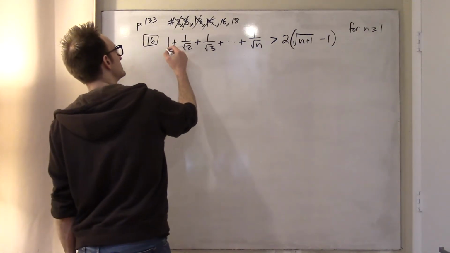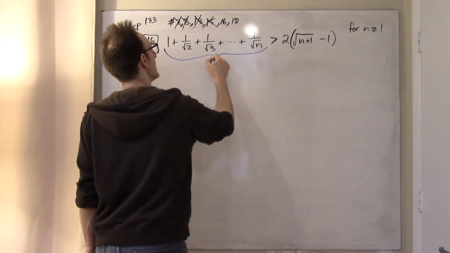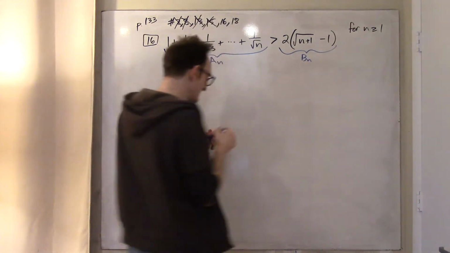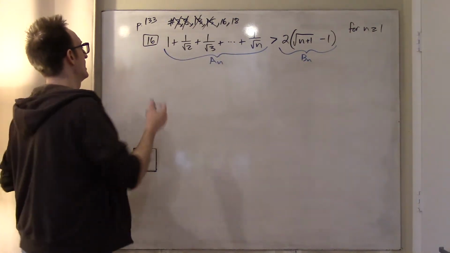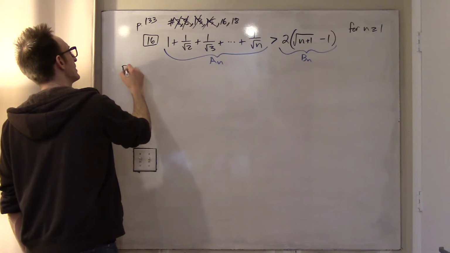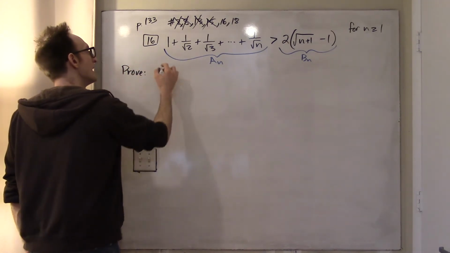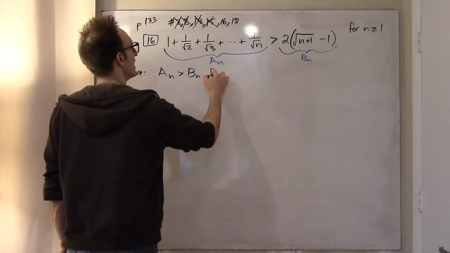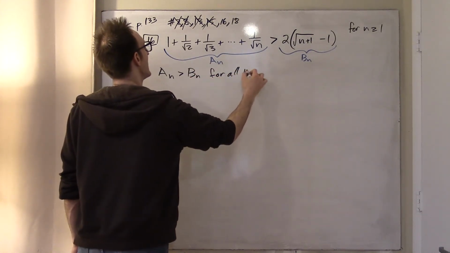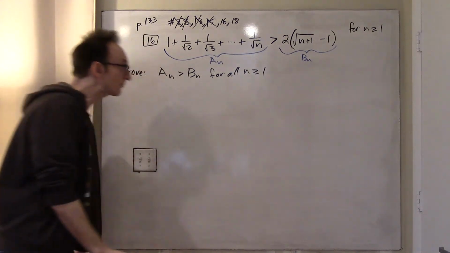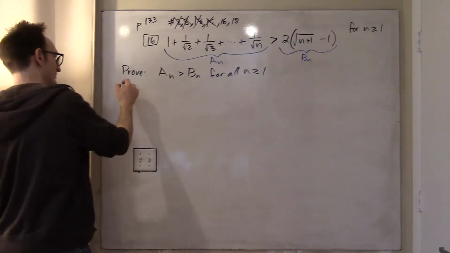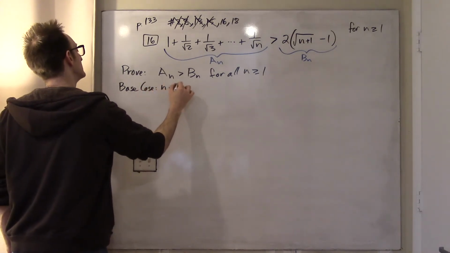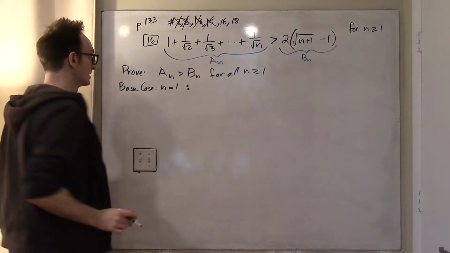Alright, well, for purposes of clarity, I will nickname the left-hand side of this A sub n, and the right-hand side of this B sub n. And so, what I want to do overall is prove that A sub n is greater than B sub n for all n greater than or equal to 1. Alright, let's check if it's even true for 1. So, base case, n equals 1. What do I get?